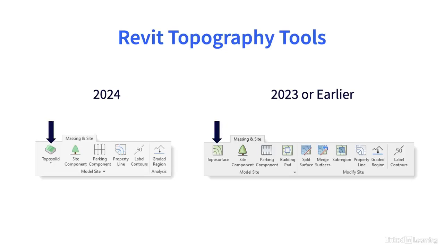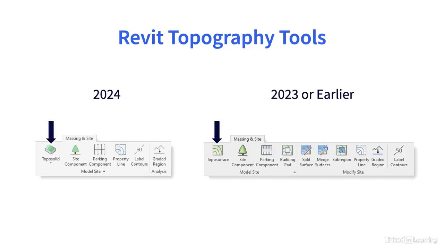Now, I do want to stress that it's one or the other. If you're in 2024, you will no longer have the Topo Surface tool. So anything that you knew about that tool in 23 and prior is, in general, no longer applicable in 2024. You will need to transition over to the Topo Solid tool.